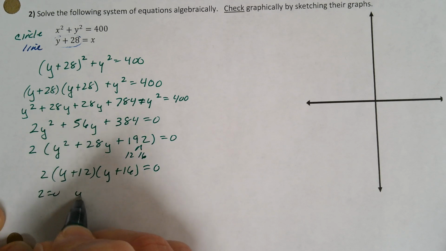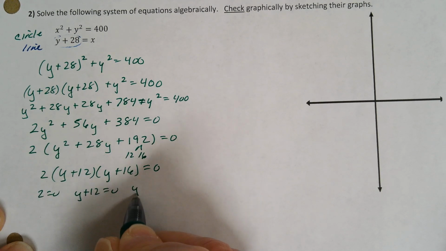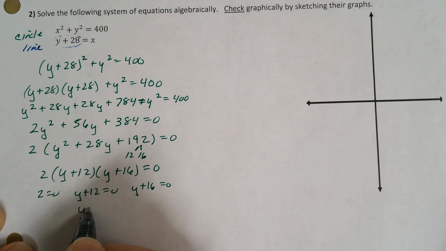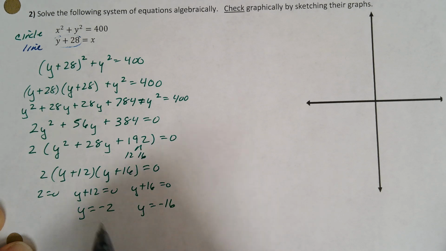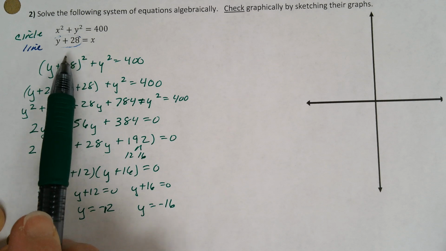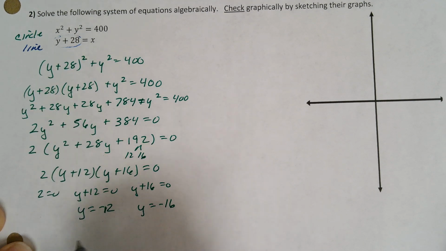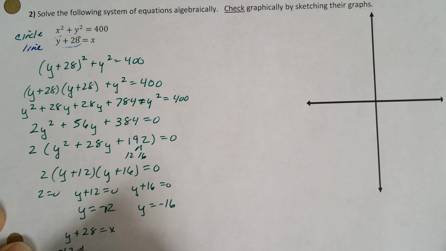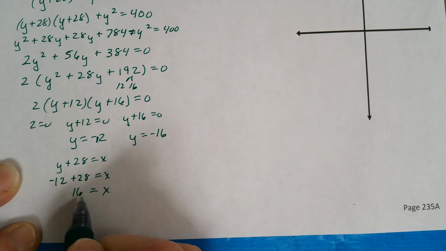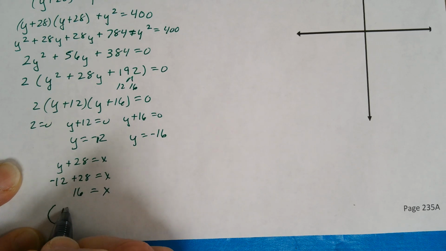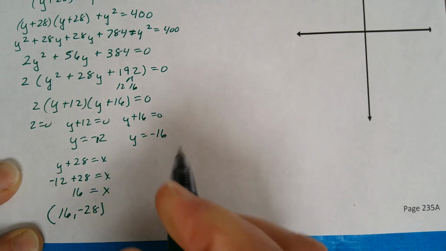Setting each equal to 0. Again, you could skip that and go right to the two values for y if you like. So y equals negative 12 and y equals negative 16. When y is negative 12, what is x? x is negative 12 plus 28, is 16. So when y is negative 12, x is 16. This is the ordered pair 16 comma negative 12.